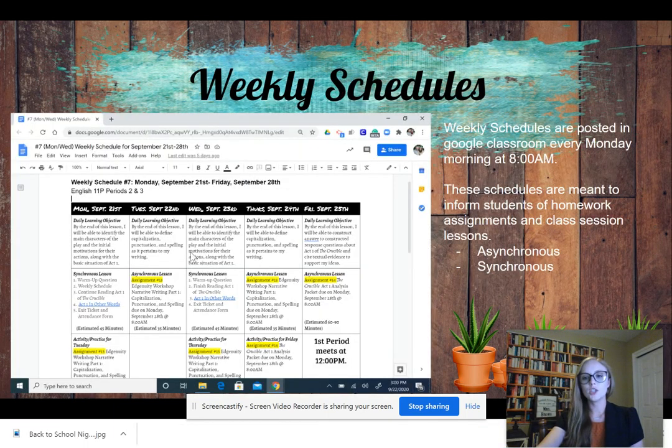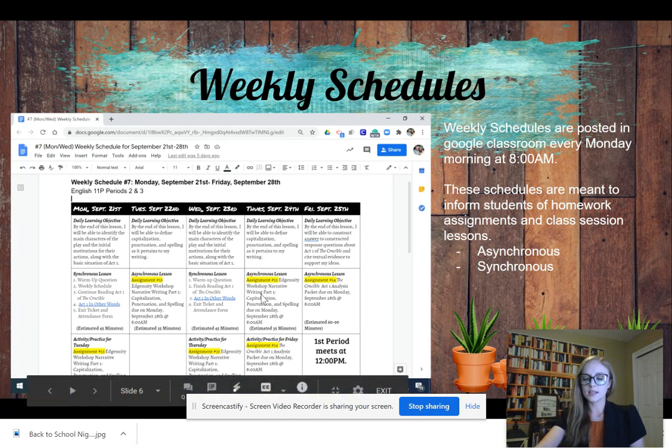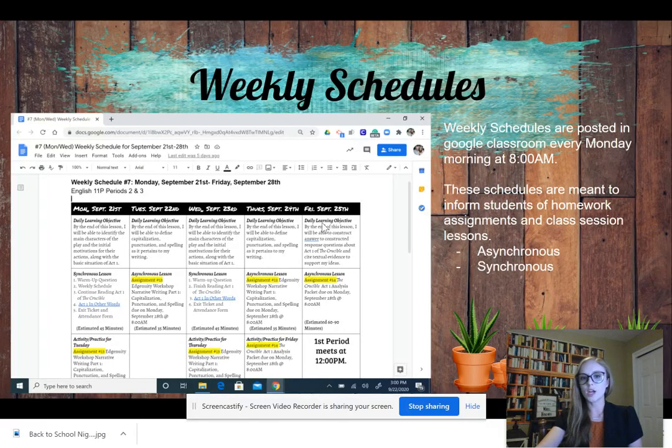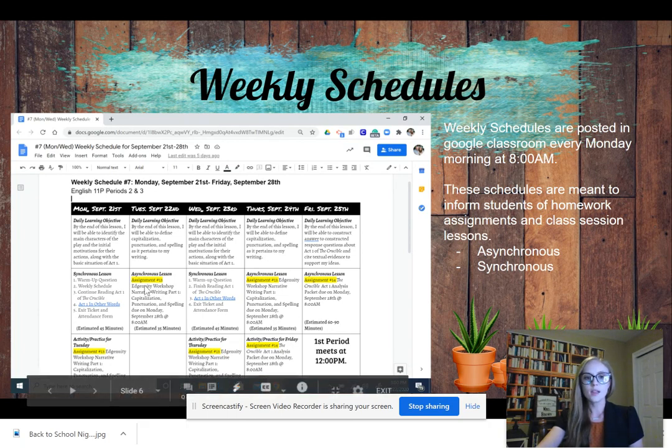I do want to mention that each week on Google Classroom, I post a weekly schedule. It looks something like this. So there's a daily learning objective for every day of the week. We have our synchronous lessons, and I post the agenda there. And I also have asynchronous lessons for the days that we do not meet.